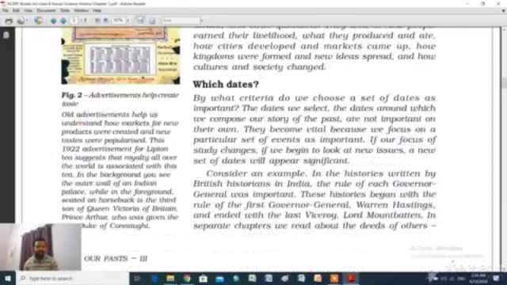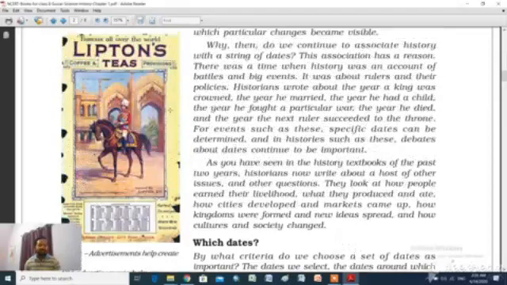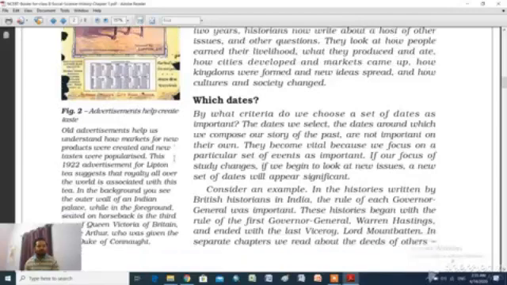This old advertisement helps us understand how markets for new products were created and new tastes were popularized. This 1922 advertisement for Lipton tea suggests that royalty all over the world is associated with this tea. It means that at that time, in 1922, Lipton tea was famous all over the world.